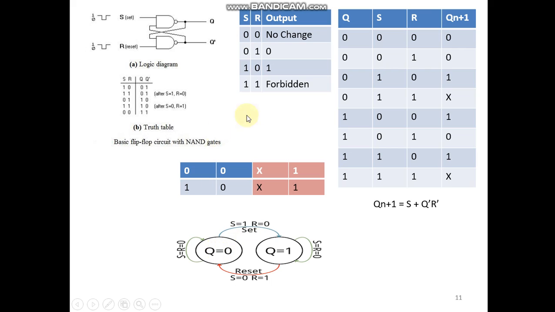Here we have only two states, 0 or 1. When Q is equal to 0 and S is equal to 0, R is equal to 0, it will remain in the same state. Similarly, if it is 1, it will stay in the same state. If S is equal to 1, the state will change to 1. If R is equal to 1, the state will change to 0. So this is the concept of SR flip flop.